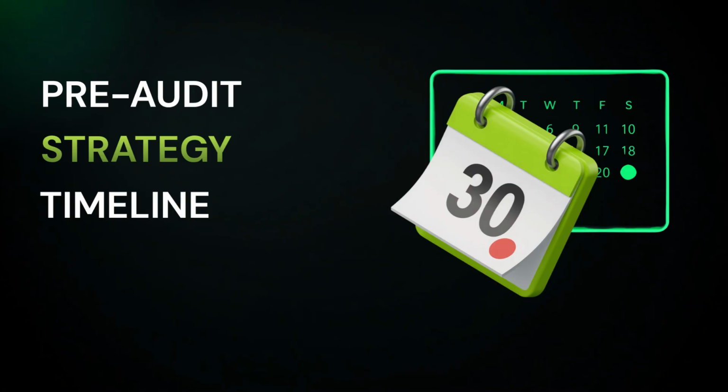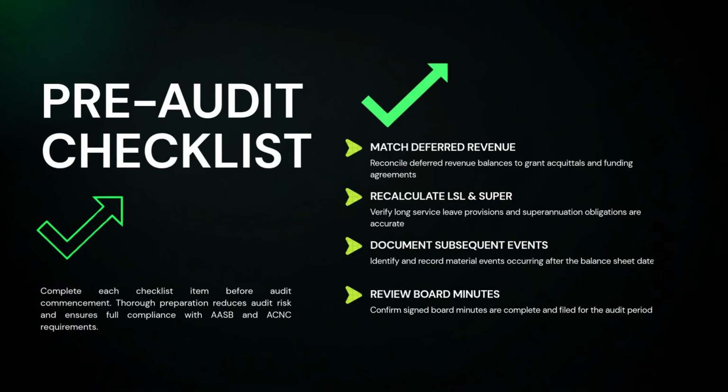Execute this checklist 30 days before the auditors arrive. 1. The grant acquittal tie-out. Your deferred revenue schedule on the balance sheet must perfectly mirror the unspent funds reported in your acquittals submitted to funding bodies. If they don't match, the auditor will halt. 2. Payroll and entitlements audit. Run a recalculation of your long service leave provisions based on the latest state-specific portable long service leave schemes, if applicable. Ensure superannuation guarantee (SG) payments match the latest statutory rates.